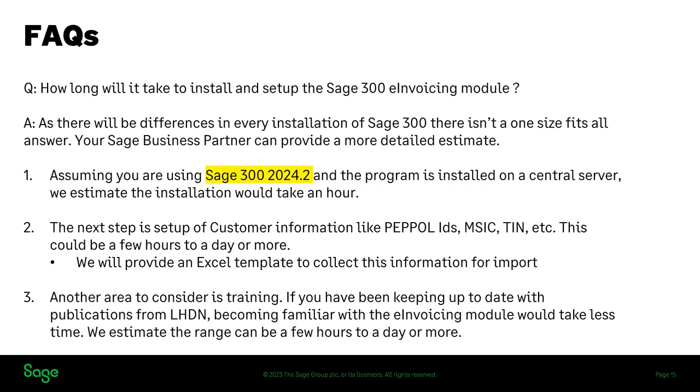As an example, if you're already on Sage 300 24.2 and you've got the Sage 300 program installed on one central server, installing the e-invoicing module itself is probably going to take about an hour or so, right? If you have your Sage 300 programs installed across 40 different workstations, well, that's a different discussion, because you may have to install that e-invoicing module on those workstations that need to process e-invoicing. So that might take longer.